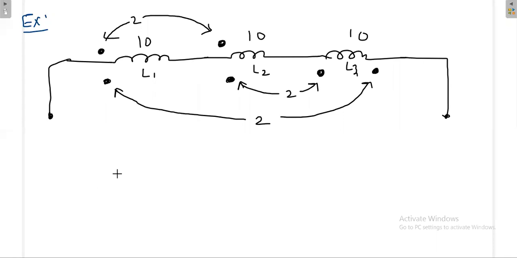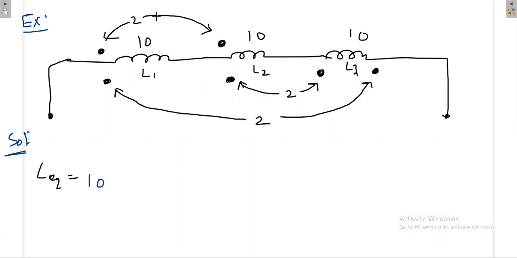First procedure is, you write the self inductance first. What is the self inductance value here? The self inductance here is 10. You first write the 10. Then next, you go one by one. Now you concentrate on this dot. Where this dot is going, it is going here. Now where is the dot?